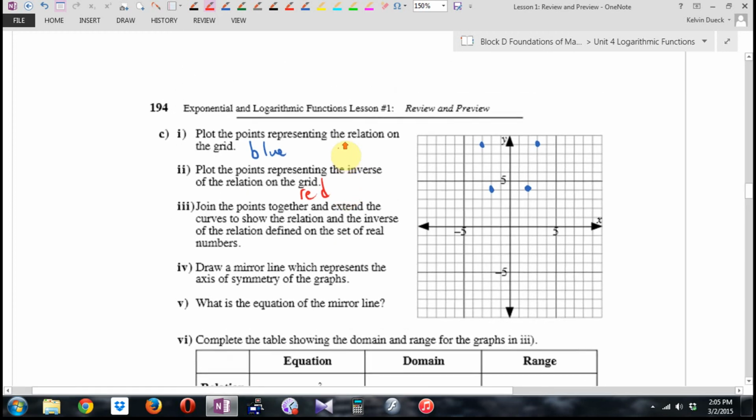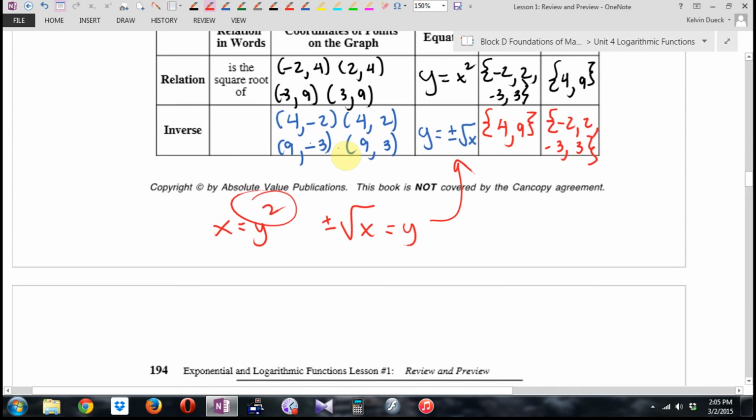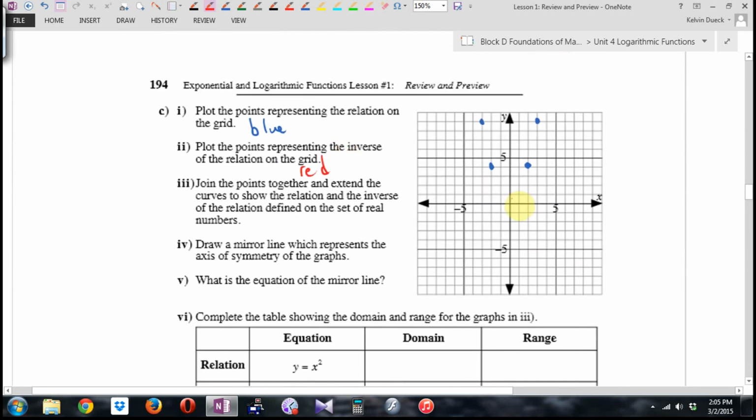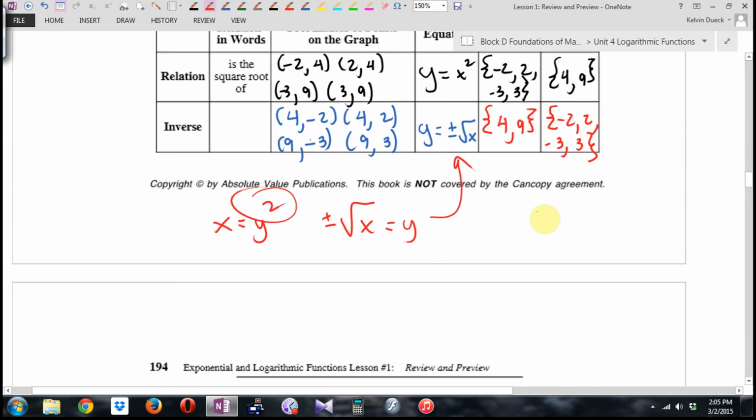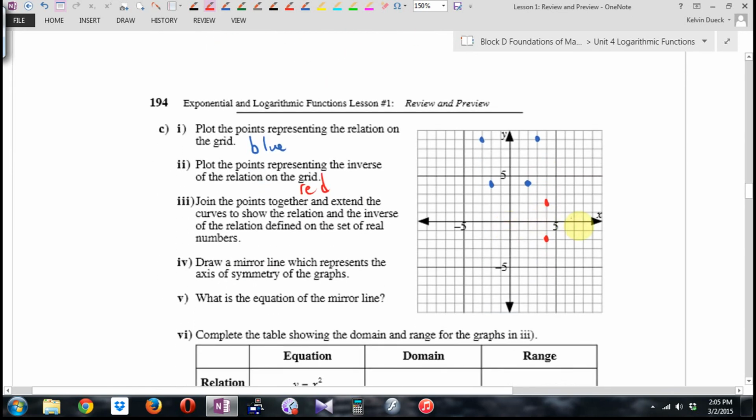What were the points on the inverse? 4 comma negative 2 and 4 comma positive 2. 9 comma negative 3, and 9 comma positive 3. If I just connect these two, and connect those two, and if I go to my original, connect those, because that's part of the parabola.